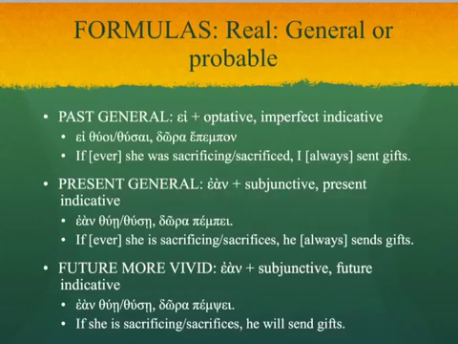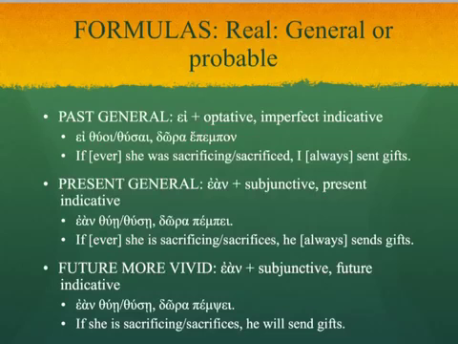But there's a further distinction between the present general and the past general, and that's with the little word that it's introduced with. So instead of ei for if, you get the particle ean in the present general condition. So ean plus the subjunctive, present indicative. If ever she sacrifices, he always sends gifts. Once again, the distinction between the present subjunctive and the aorist subjunctive is simply one of aspect, progressive versus aoristic aspect.